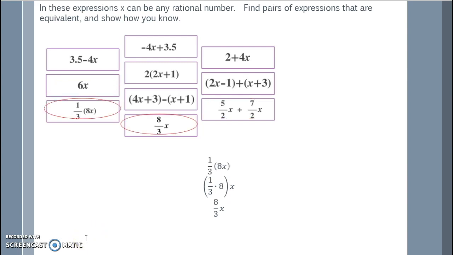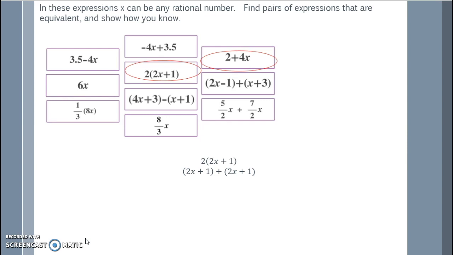Let's try 1/3 times 8x. Is that the same as 8/3 x? So 1/3 times 8x, I can rewrite this using the commutative property. So 1/3 times 8, which is the same as 8/3 x. So these are equivalent. Let's try 2 times 2x plus 1 to equal 2 plus 4x.